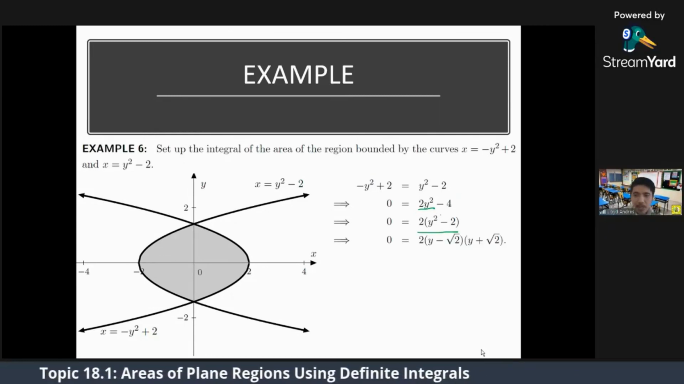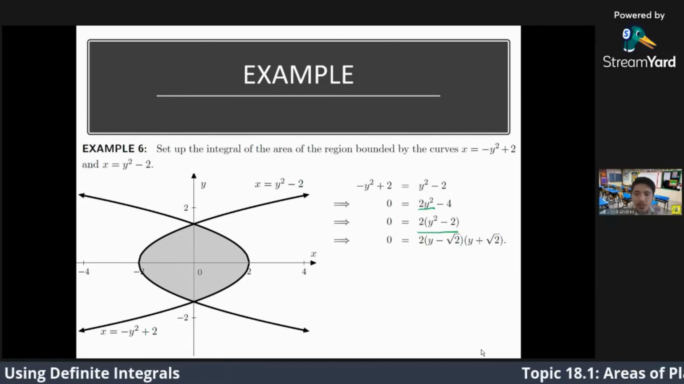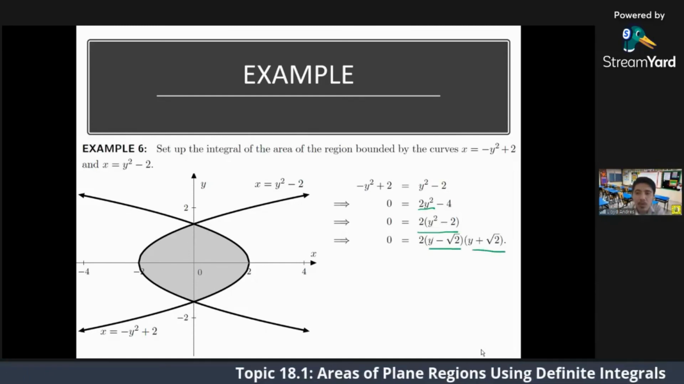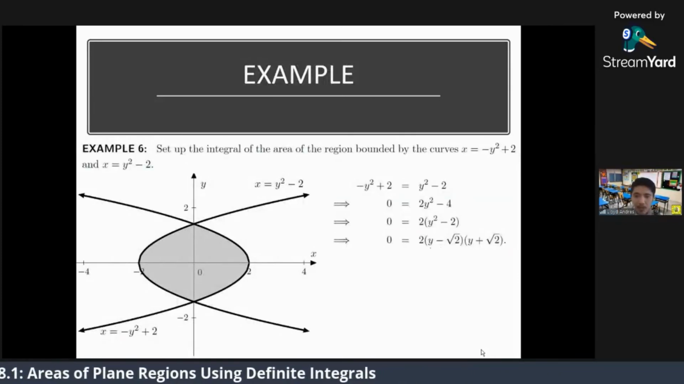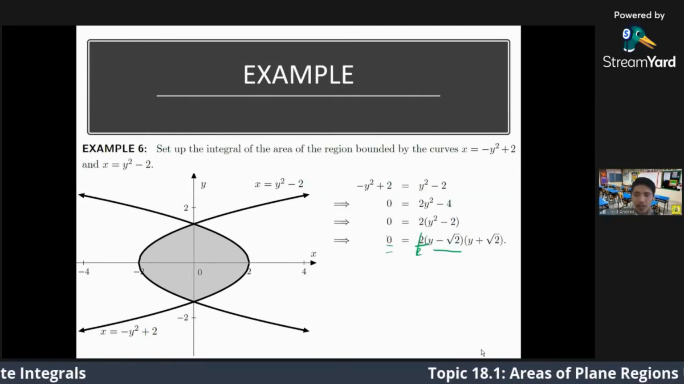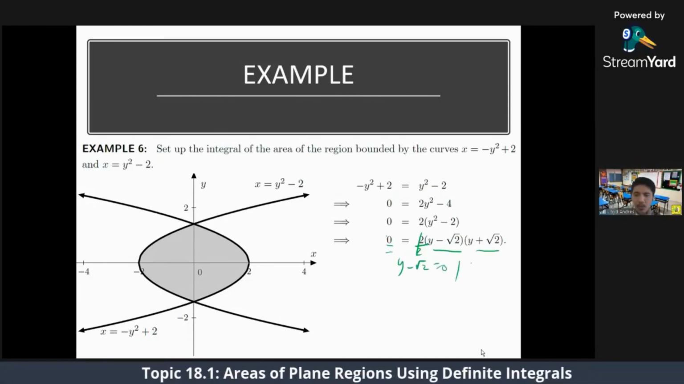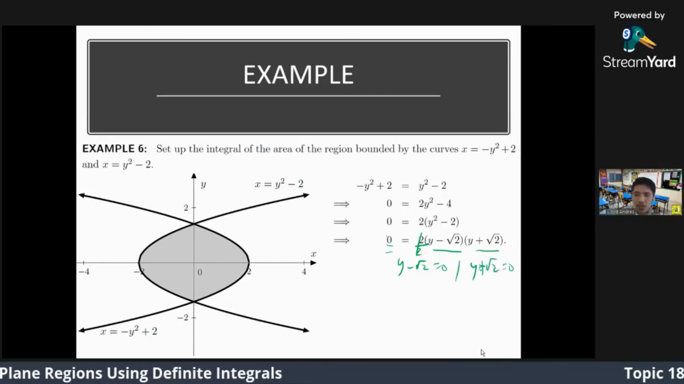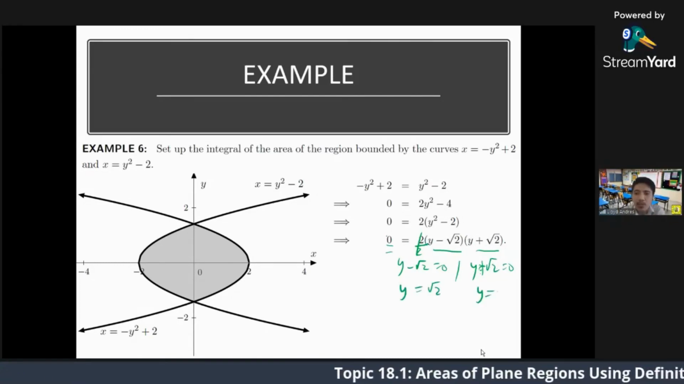After that, he uses the difference of two squares, so that's y minus square root of 2 times y plus square root of 2. Then divide both sides by 2, so that the 2 cancels. So y minus square root of 2 equals 0 or y plus square root of 2 equals 0. Therefore, y equals square root of 2, or y equals negative square root of 2.